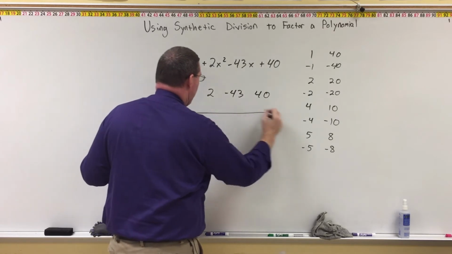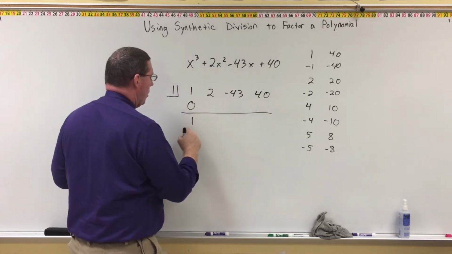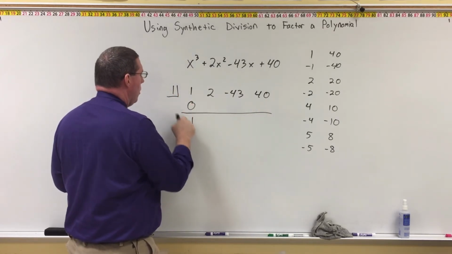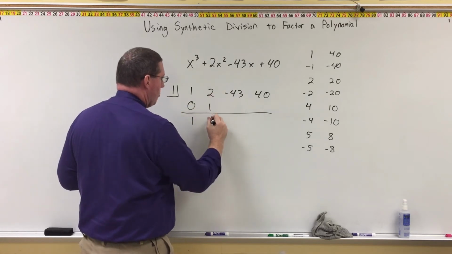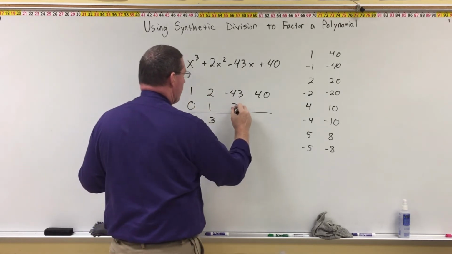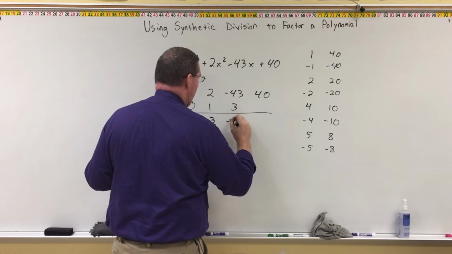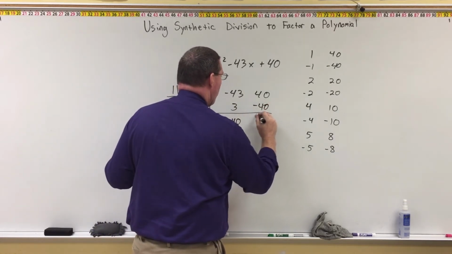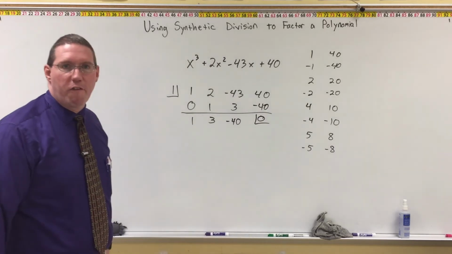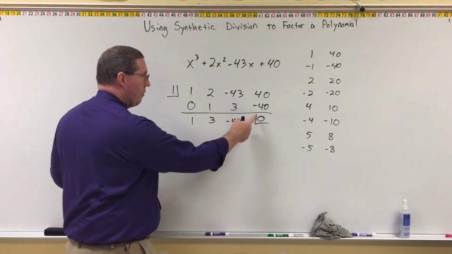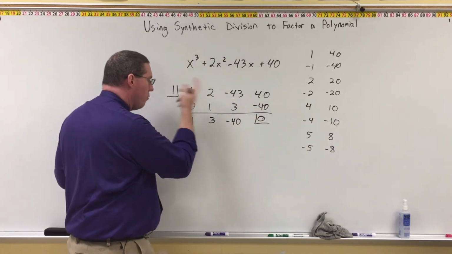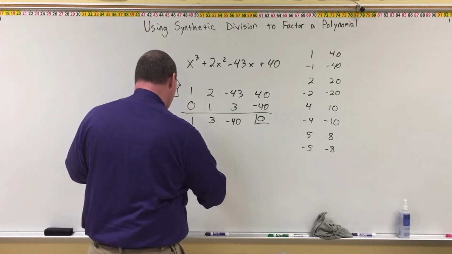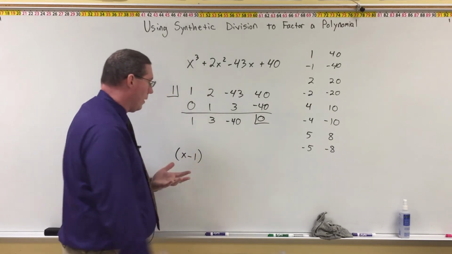I'll draw my line, put a 0. 1 plus 0 is 1. 1 times 1 is 1, plus 2 is 3, times 1 is 3, minus 43 is negative 40, times 1 is negative 40, and sure enough, on the first shot, I found one of my factors, because I have a remainder of 0. So now this positive 1 means that one of my factors is x minus 1.